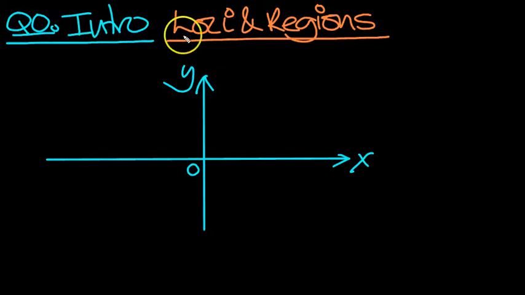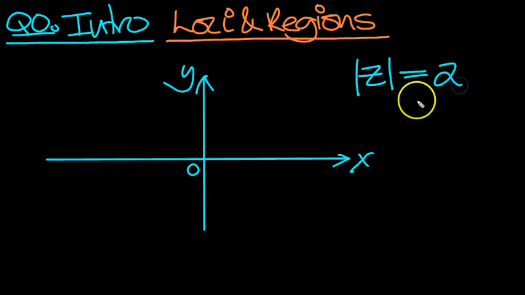Okay then guys, just a little intro to get you started on this section of loci and regions. Let's have a look at this then. So let's just do a few plots. Let's take the modulus of z equal to 2. So take a complex number whose modulus of z equals 2.